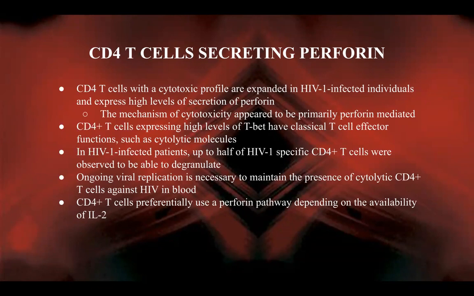CD4 plus T cells have the ability to secrete perforin and are also seen to express high levels of transcription factor TBET. In HIV-1 infected patients, up to half of CD4 plus T cells were seen to be able to cause degranulation. Viral replication is necessary to maintain the presence of cytolytic CD4 T cells against HIV in the blood, and CD4 T cells prefer to use the perforin pathway, which depends on the ability of IL-2.